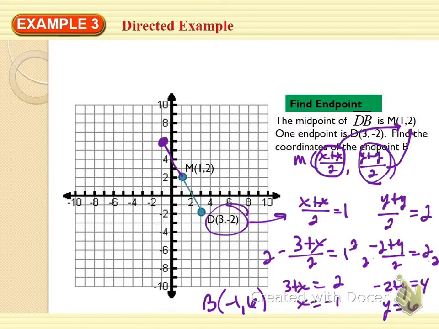You can do it that way, but there's also a shortcut, right? I'll try to explain it really quick, and if you get it, use it. If not, then just use this algebra, and hopefully this will help.